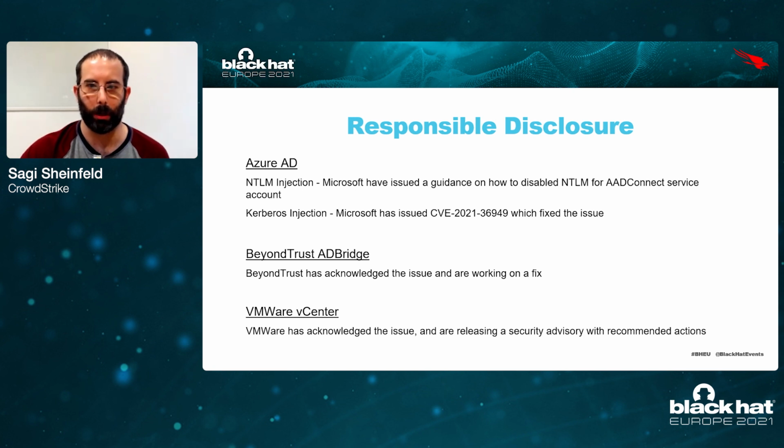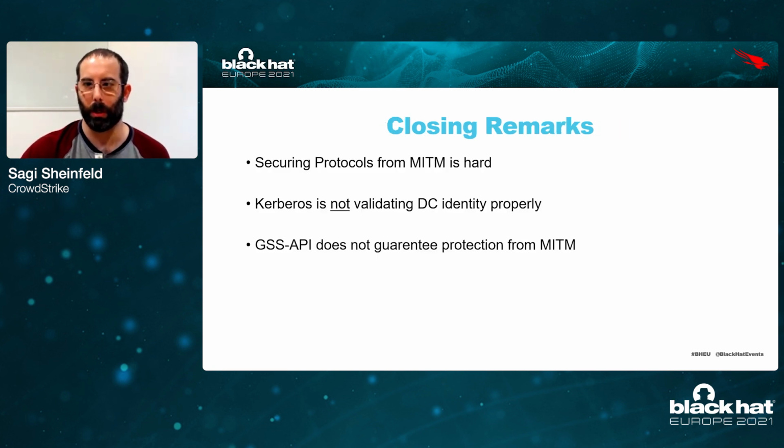Some closing remarks. Securing protocols from MiTM is very hard, as you have seen. And because of this, we believe this specific issue is very widespread, and we believe a lot more applications will be found that are vulnerable to this type of attack. And Kerberos is not validating the DC identity properly, so it's up to the client to do so. And as we have seen, GSS-API, either encryption or signing, does not guarantee protection from these attacks.